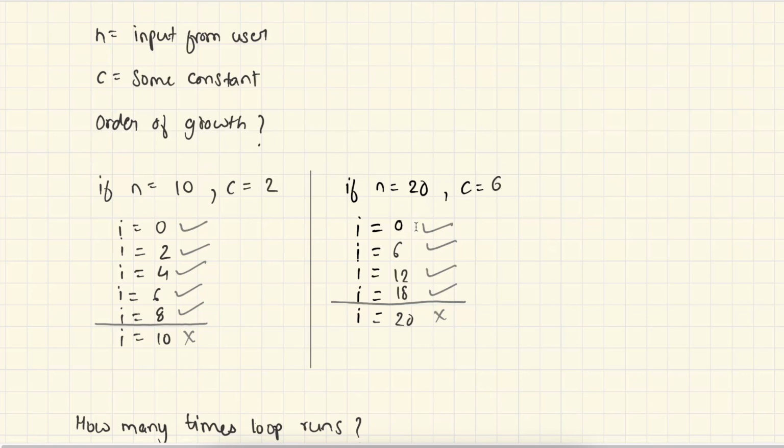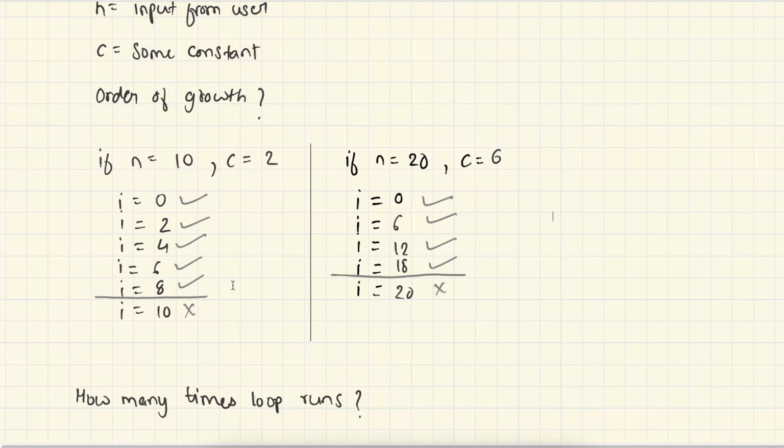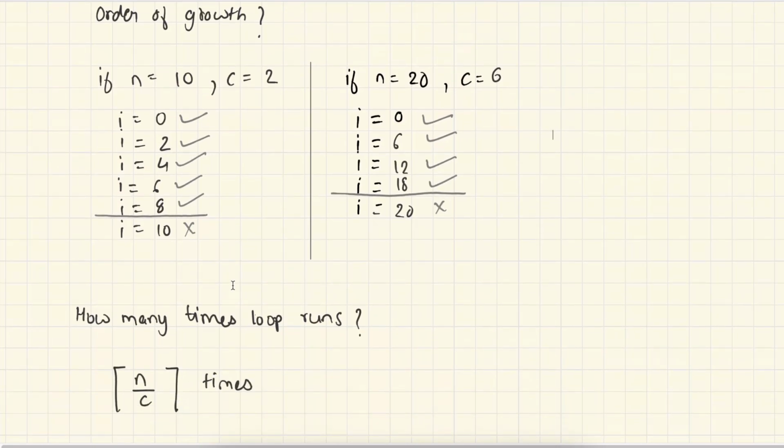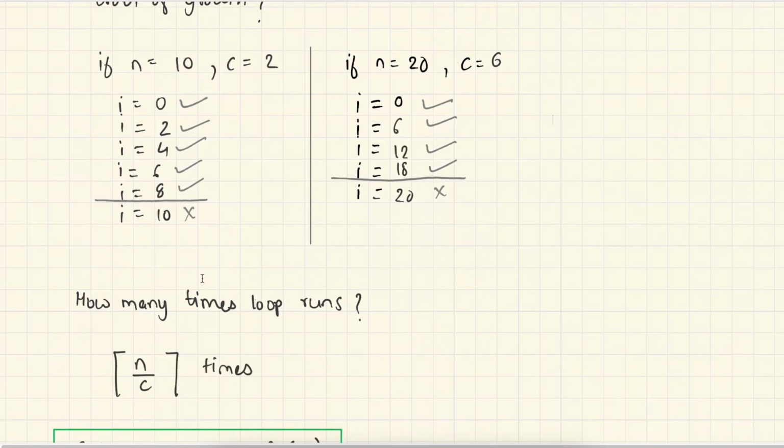So how many times is this loop running? 1, 2, 3, 4 times. And for the earlier example, how many times is this loop running? 1, 2, 3, 4, 5. So we can say that this loop is running n by c times, ceiling of n by c times, because if you divide 10 by 2, you get 5, and if you divide 20 by 6, you get some value with decimal points, and we take the upper value. That's why the order of growth of this loop is going to be n by c.